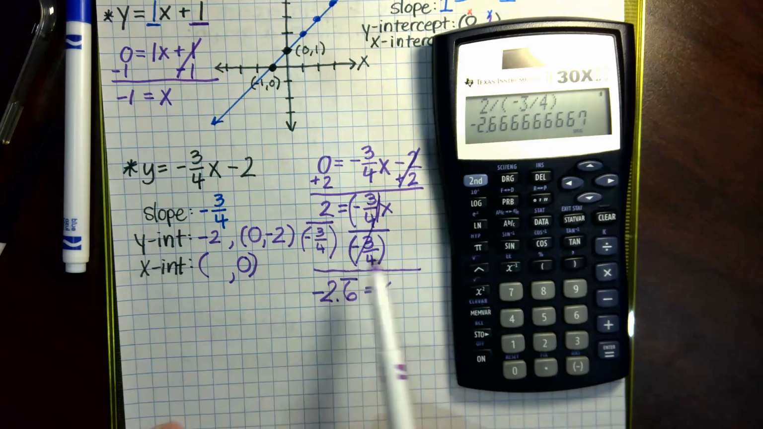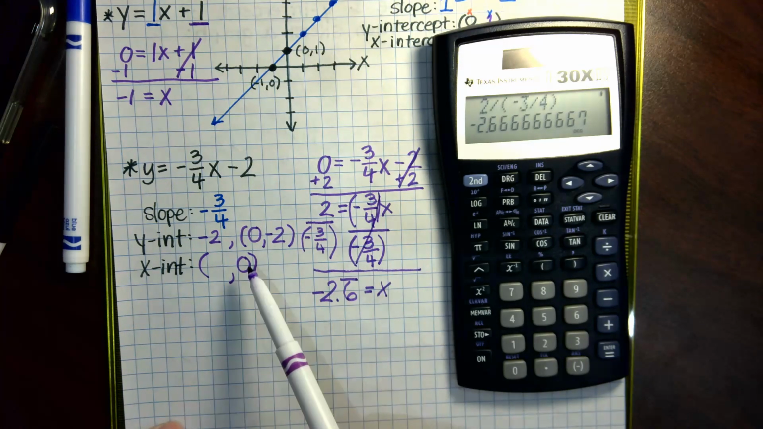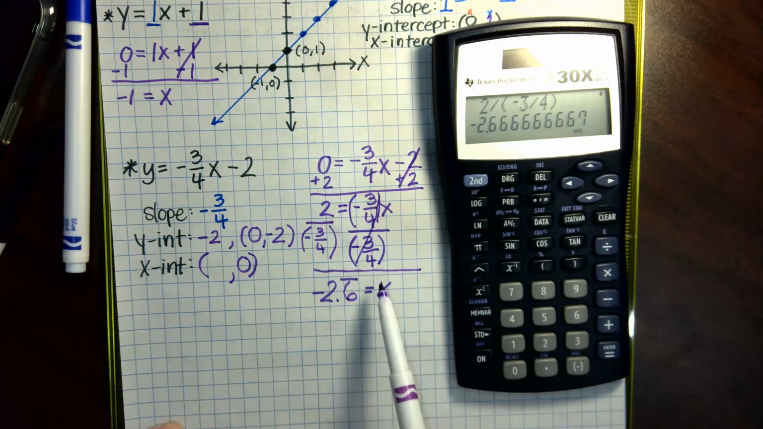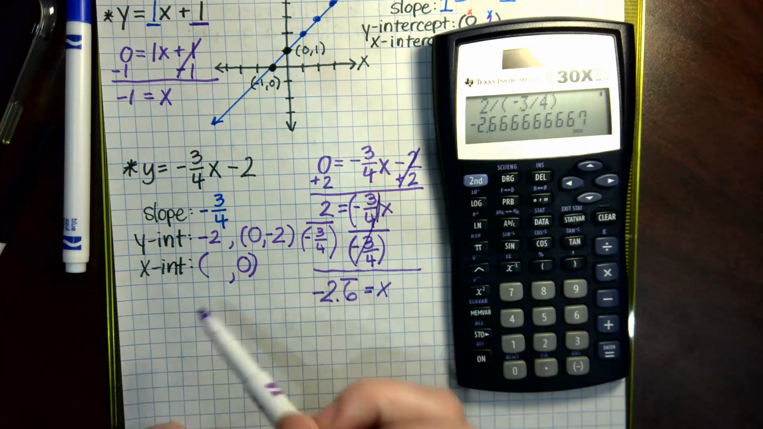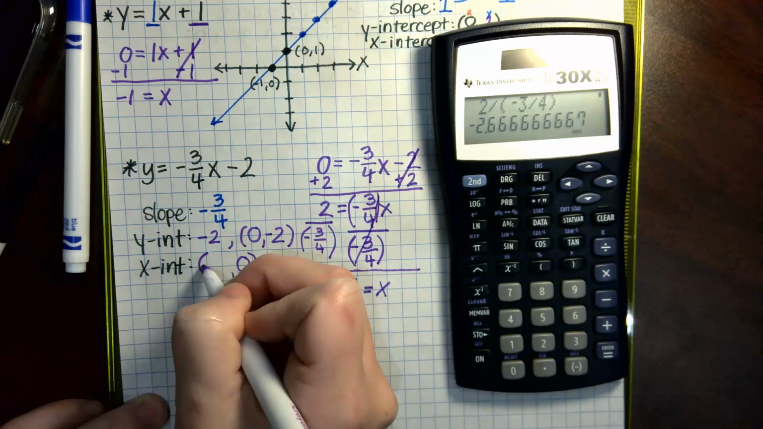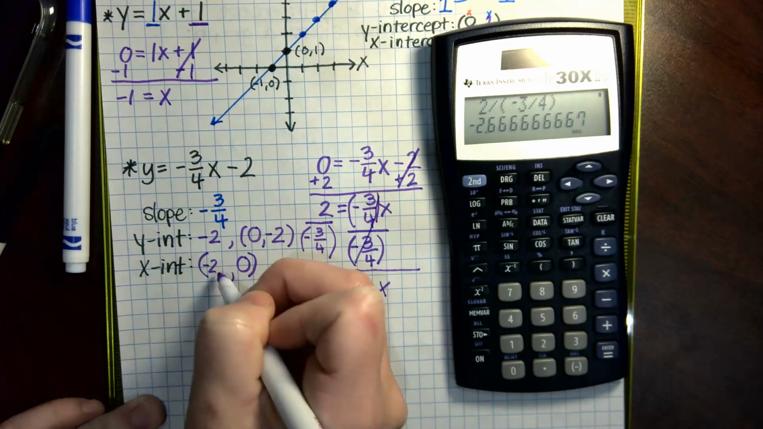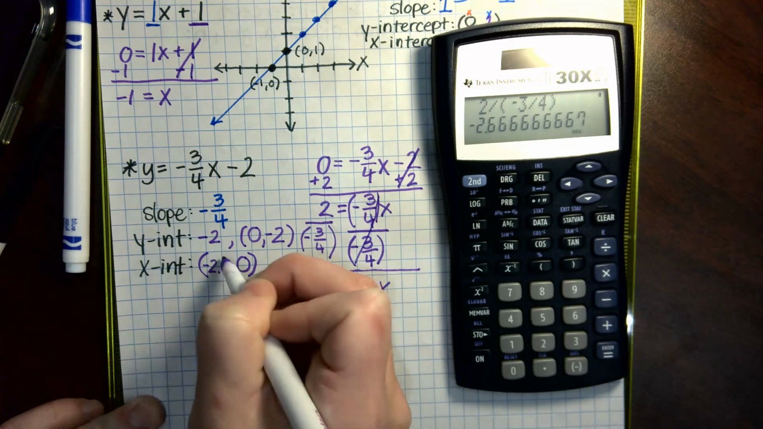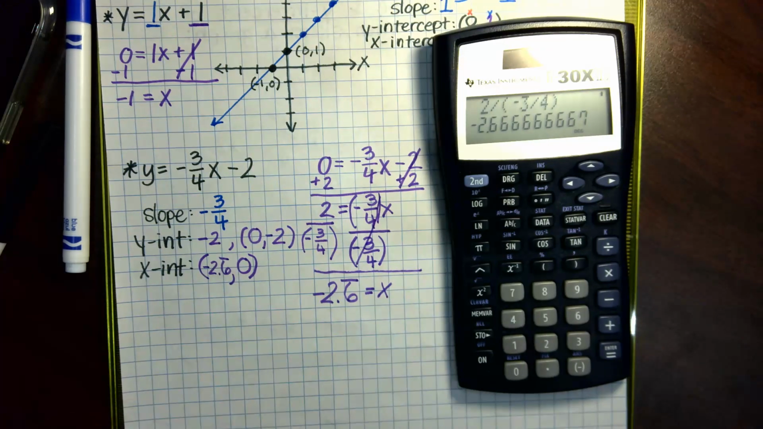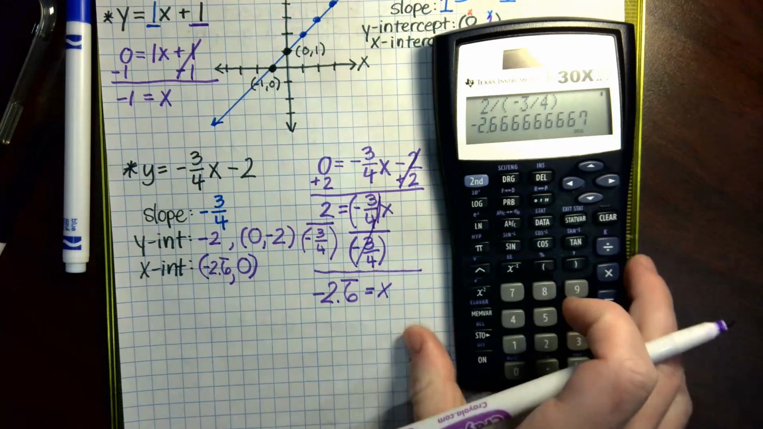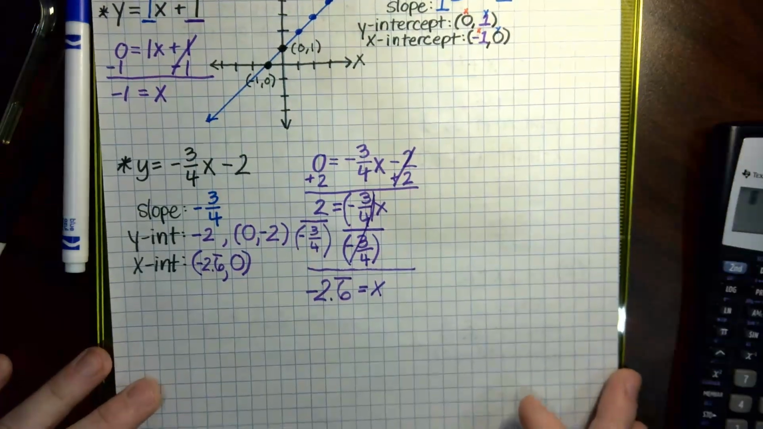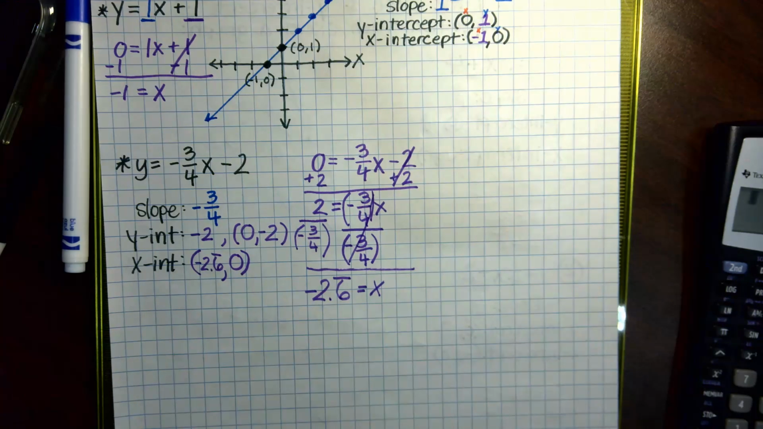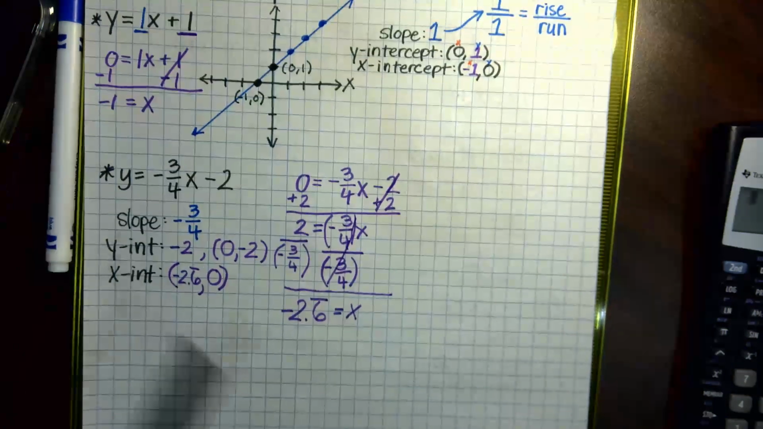So we know now that whenever y is 0, x is negative 2.6 repeating. So we're going to write that in over here for our x-intercept. Negative 2.6 repeating. Or 2.7. I will take either answer. All right. Does everybody understand how we got to this point? Good. All right. Now it's time to graph. Let's graph it, guys.